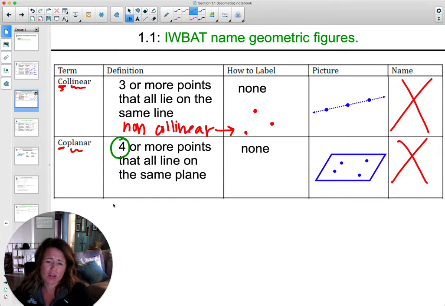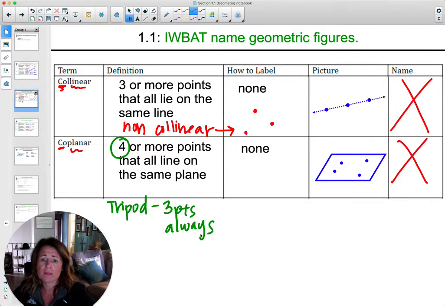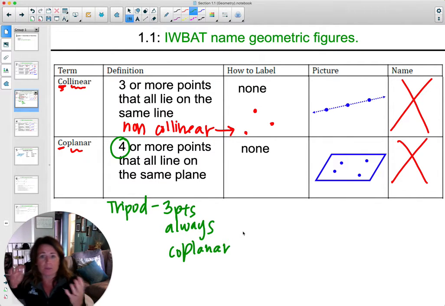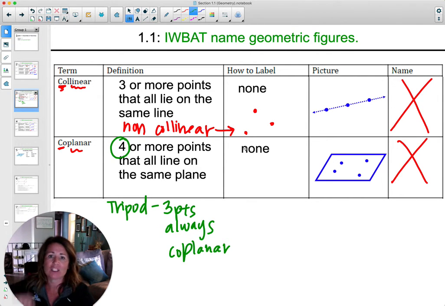This is why you have a tripod. If you're a photographer, the reason for a tripod is that 3 points are always coplanar, meaning that if you set a tripod down on the ground, it's never going to be unstable, because all 3 legs are going to touch the ground at the same time. Or if you're sitting in a chair with 4 legs, sometimes it's wobbly. If you're in a wobbly chair, it's because all 4 of those points are not coplanar. They can't touch a plane at the same time.